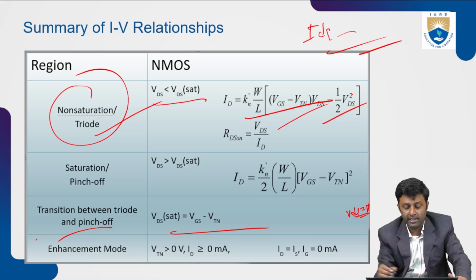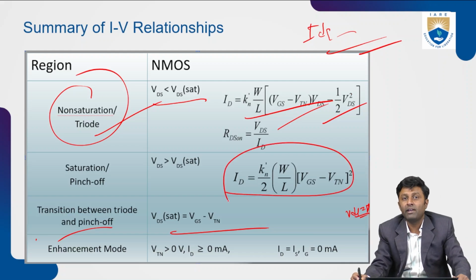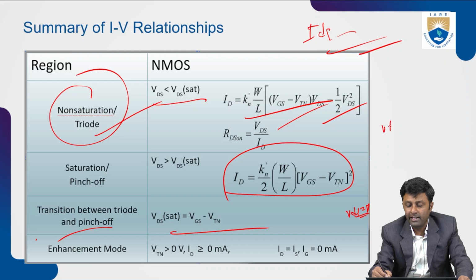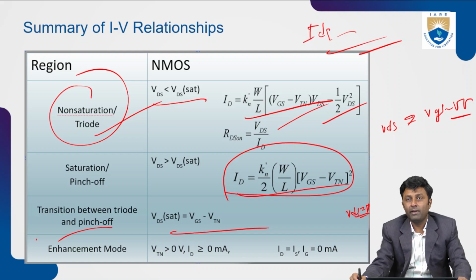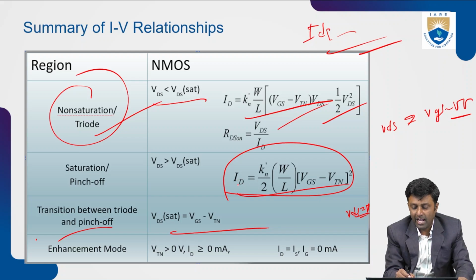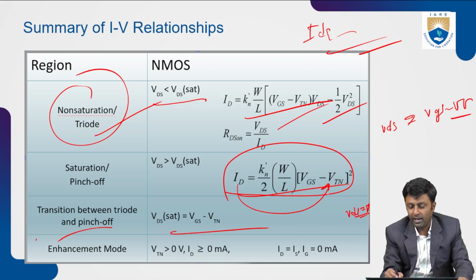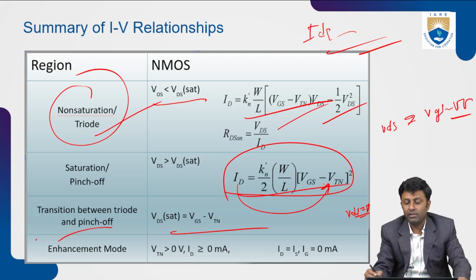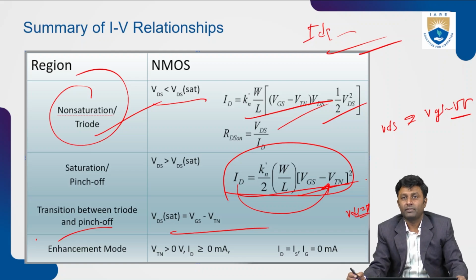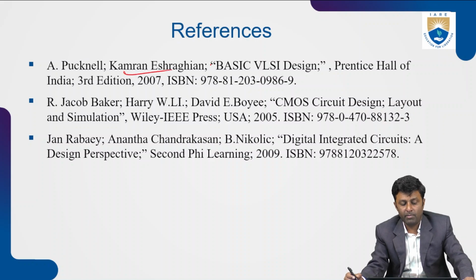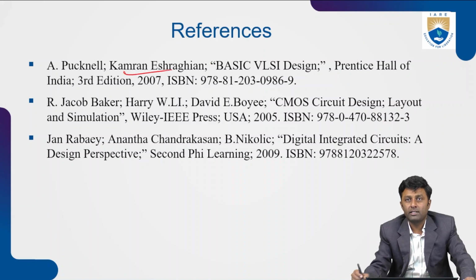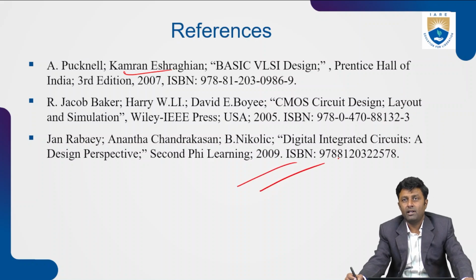You have to remember this equation, and the most important equation is for the saturation region, wherein VDS is greater than VGS minus VT. That is the condition. The equation is K by 2 W by L times (VGS minus VT) whole square. These are the references we have referred to: Bucknell, then Jacob Baker. These are the references which I have used for preparation of this slide.